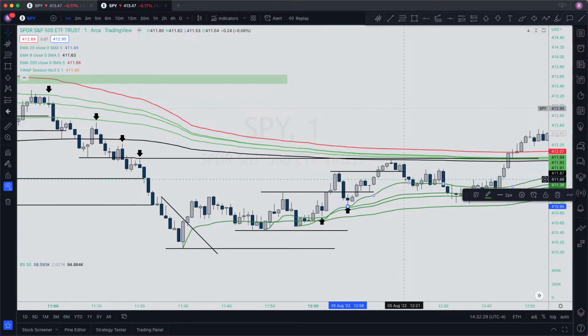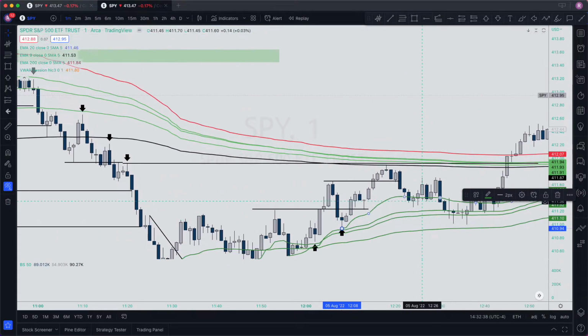And you get a pullback, right? Here's your pullback happen, and you could buy this. This would be a good buy. Right here, you get a wick candle. You see liquidity. You see buyers step in. Now, this is where it gets, right? This is the tricky one.